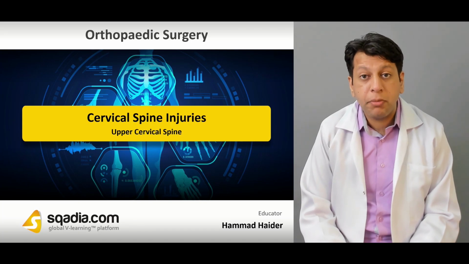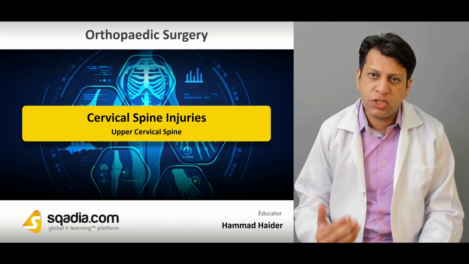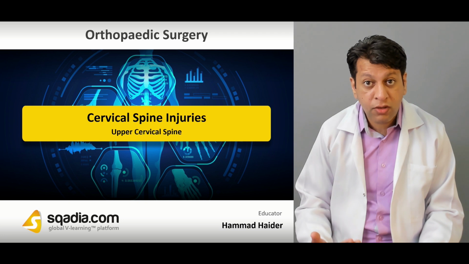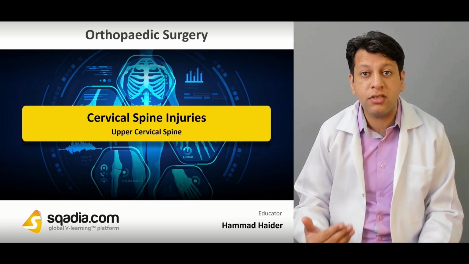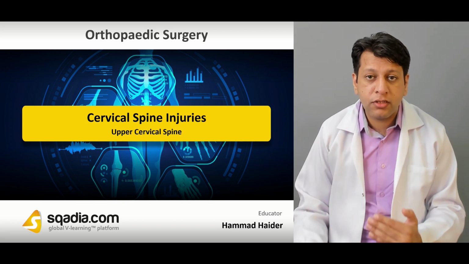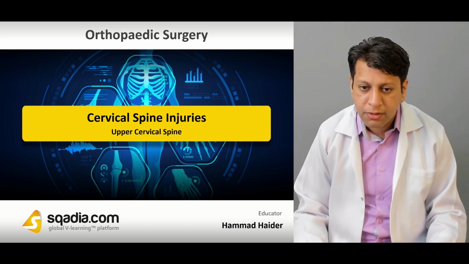Now, moving on to upper cervical spine injuries. The cervical spine is actually divided into upper as well as lower segments. The upper includes the occiput and C1 junction, the C1 and C2 joint, as well as the C1 and C2 vertebrae. And from C2 onwards, C3 and all these vertebrae are included in the lower cervical spine.